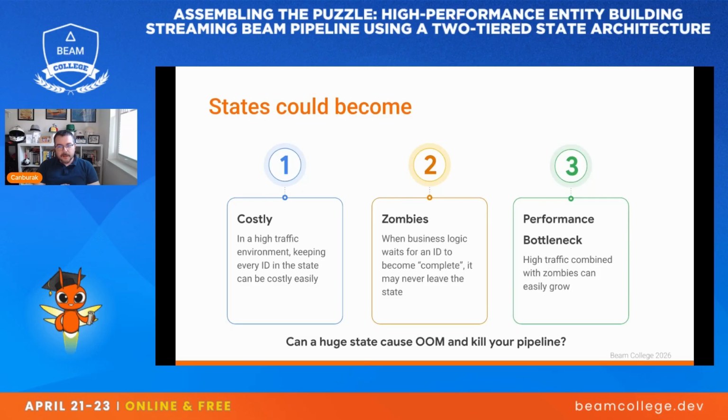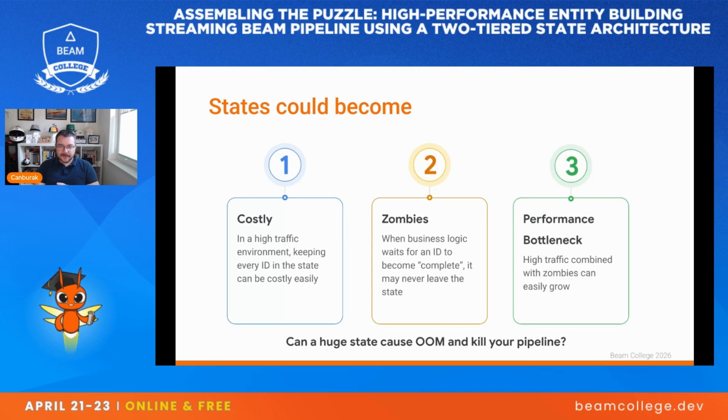And the final potential issue is the performance bottleneck. As your state grows in size, finding the correct entities in the state can become costly, can become slower. So these are the three things we wanted to avoid while building the solution. And another question was, if the state goes huge, can it cause an out of memory issue and kill your pipeline? Israel, do you want to step in here?